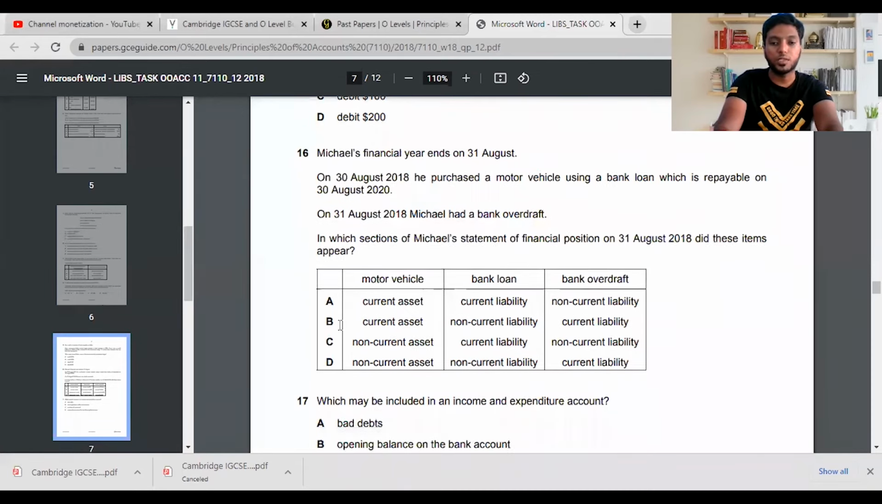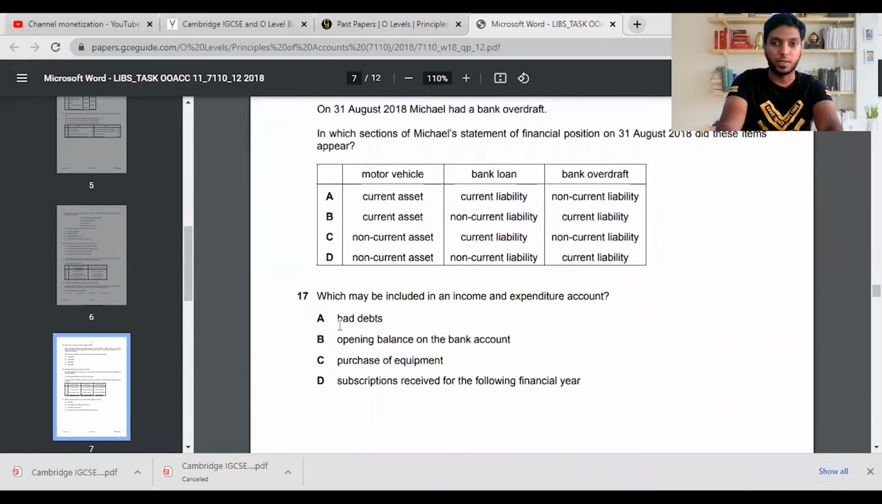17th MCQ, which may be included in an income and expenditure account. You know, an income and expenditure account is prepared under not-for-profit organization calculations. When you're doing an income and expenditure account, it's almost like an income statement. And they're asking which may be included in an income and expenditure account. Bad debts, opening balance on the bank account, purchase of equipment, subscription received for the following financial year. Understand one thing, as I said, it is almost like an income statement. You can exclude certain things from this.